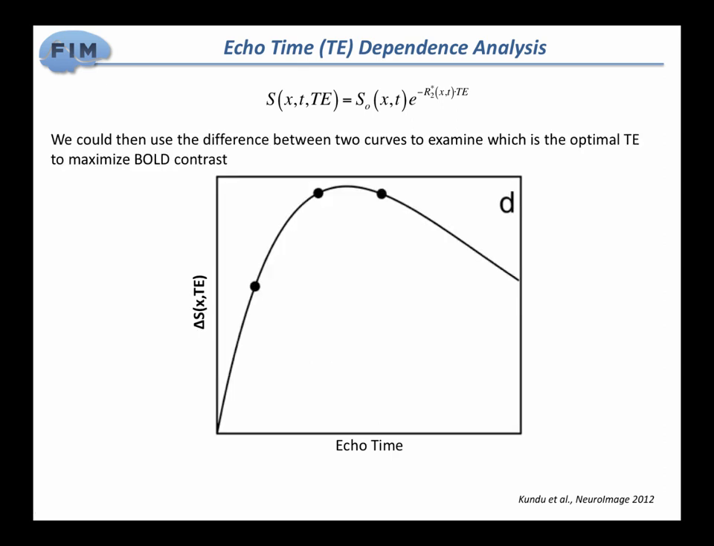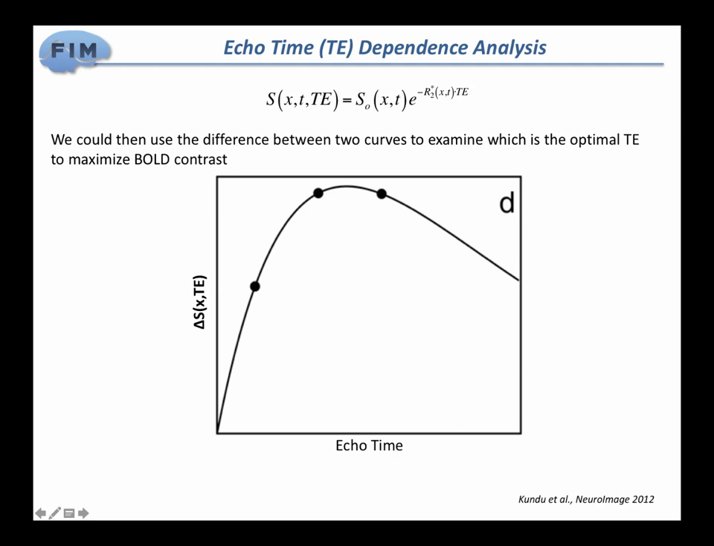If we take the subtraction of these two, we get this type of profile of the difference signal versus echo time. And this is the type of curve which you would use to decide what is your optimal echo time. You want to maximize the signal change for a given change in T2*, and this would be the echo time that would be optimal for this particular voxel with a particular type of tissue.